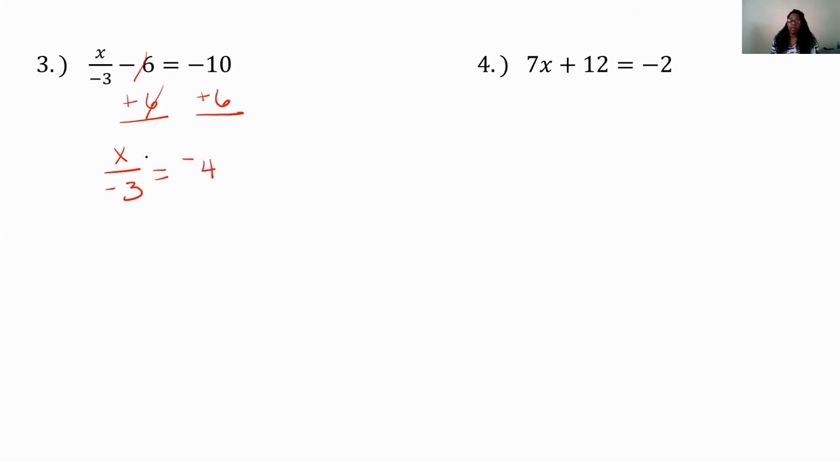So remember, this is division. The inverse of division is multiplication. So I'm going to multiply whatever my denominator is. And in this case, it's a negative 3. So the negative 3 divided by negative 3 would give me 1, or in our case, 1x. And then a negative times a negative gives me positive, and 4 times 3 gives me 12.